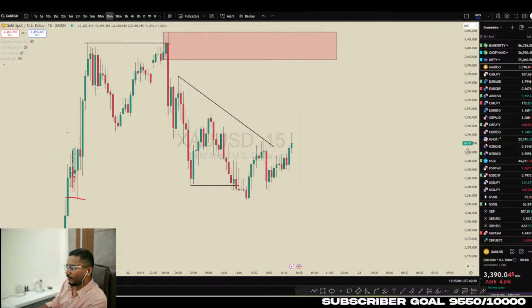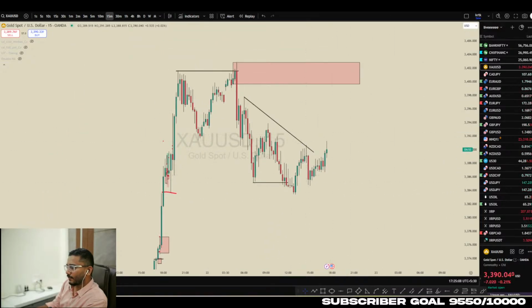So I'm waiting for price to create a new structure. Okay, this candle has already swept the low. So this candle has already swept this liquidity. And I want price to create new structure so we can look for a buy side entry.